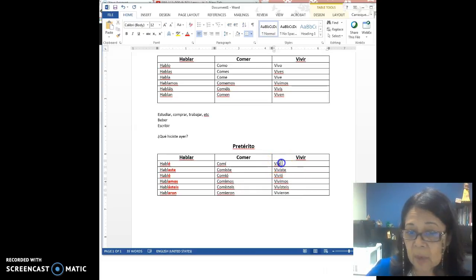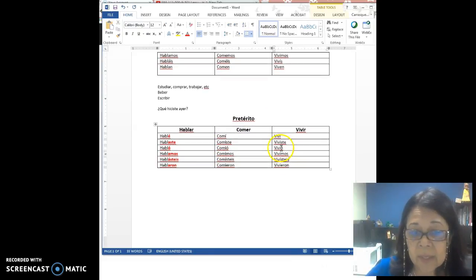And I am just going to let you know that this will be available for you to take a look at all of the forms, okay? All of the endings I am going to put in red so that you see that they are exactly the same, okay? After comió, comí, comiste, and so on and so forth.